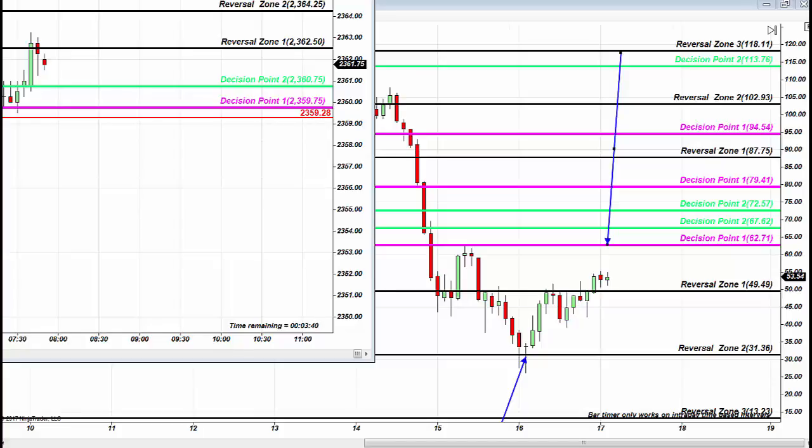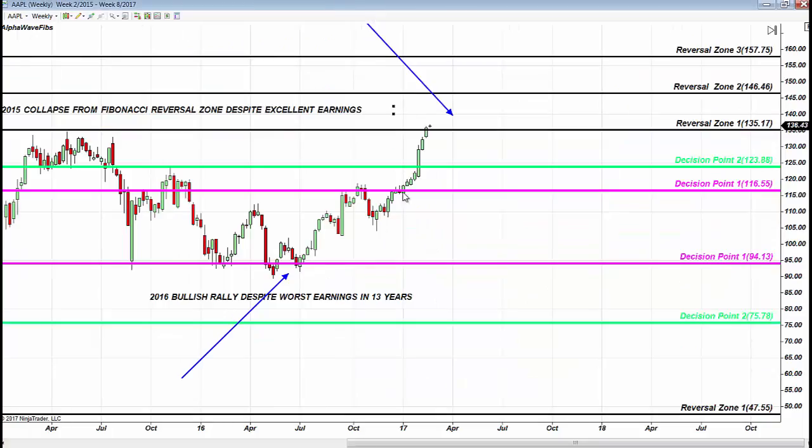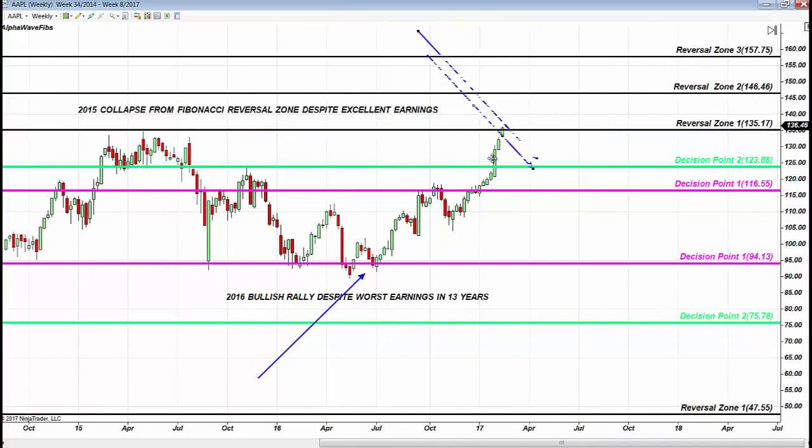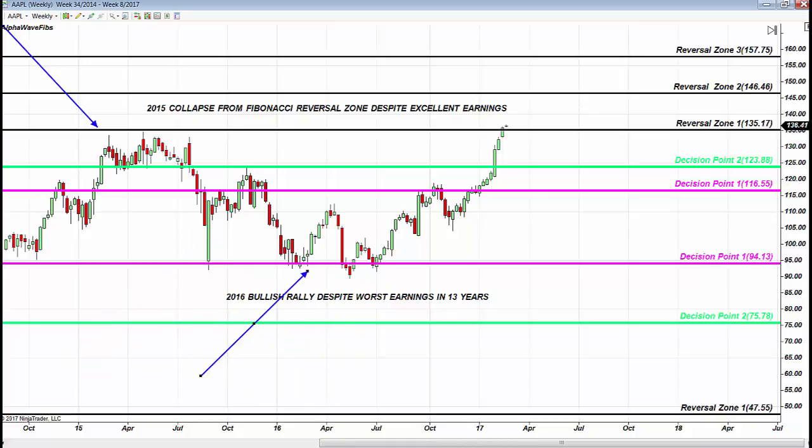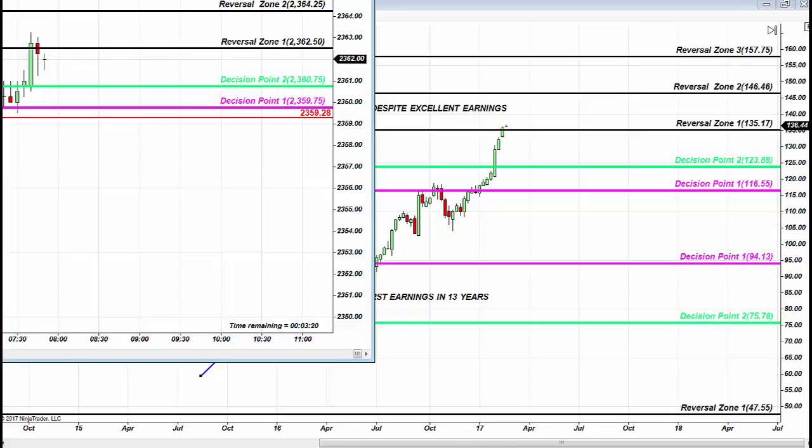This is where Apple is right now. Remember what Apple had done at reversal zone? Exact same level. Apple collapsed despite stunning earnings. Apple rallied from this Fibonacci support despite horrific earnings. And this is where S&P is. And once again, this is crucial support. 2360 on S&P. What you trade is your choice.